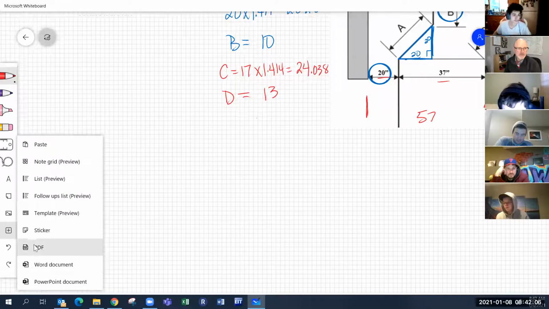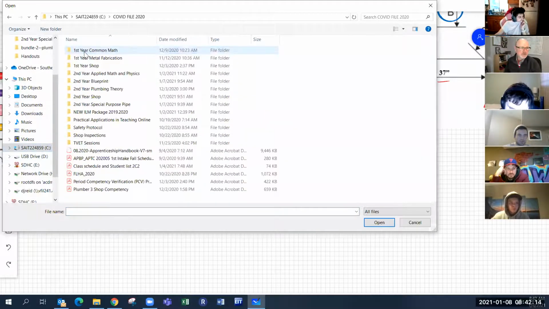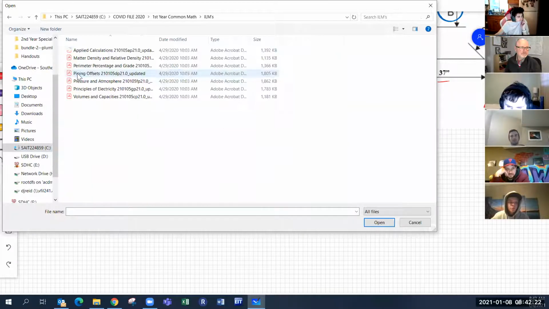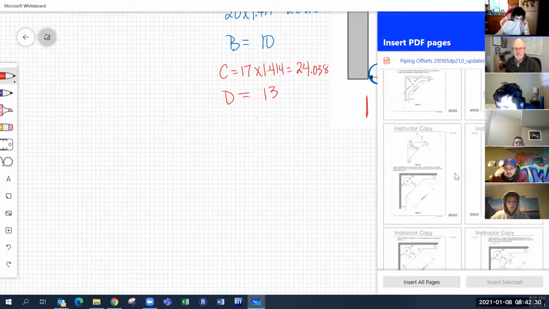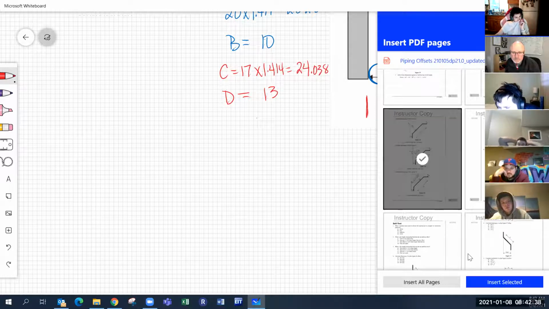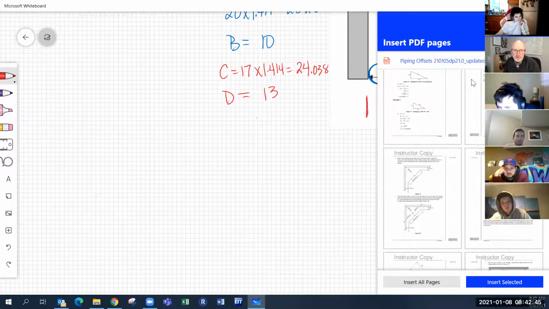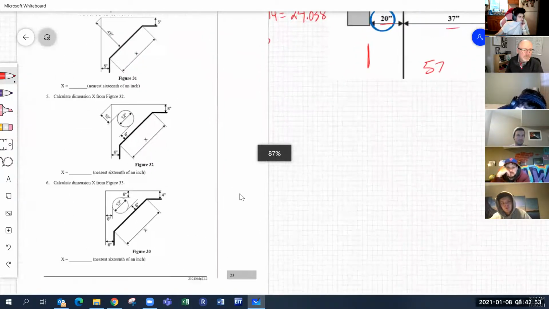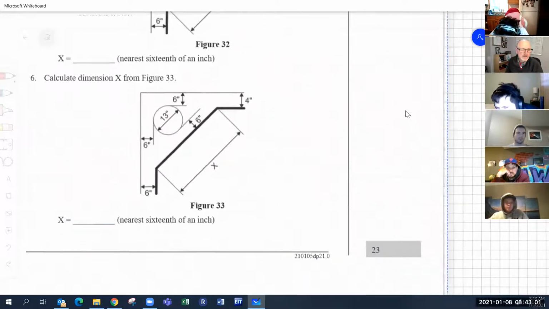Let's see if I have a PDF here. Okay, this is right out of the ILM. Let's do this one here.